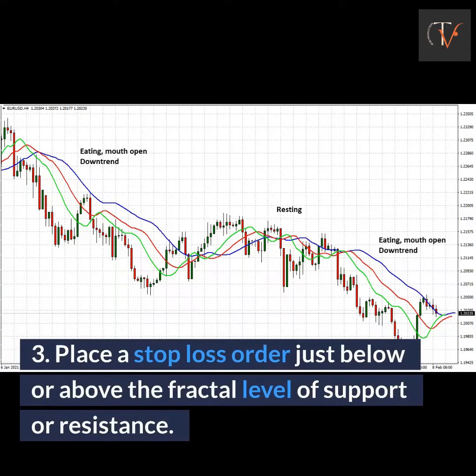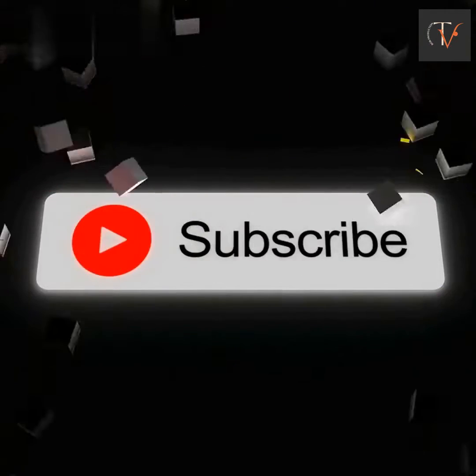3. Place a stop-loss order just below or above the fractal level of support or resistance. 4. Target the previous swing high or low for your take-profit target.